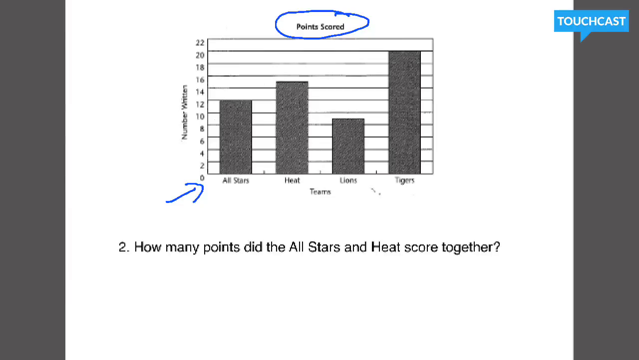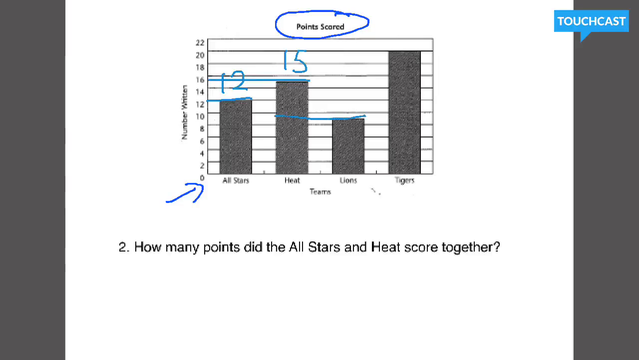Alright, I hope you did not get tricked by your bars. Check your work right now. All-Stars. All-Stars is right on the line, and that's where 12 is, so I'm going to write 12. Heat is in between 14 and 16. It's not quite 14, not quite 16. 14, 15, 16, so it must be 15. Check your work if you did not get that.